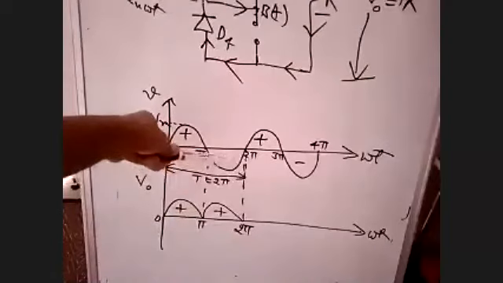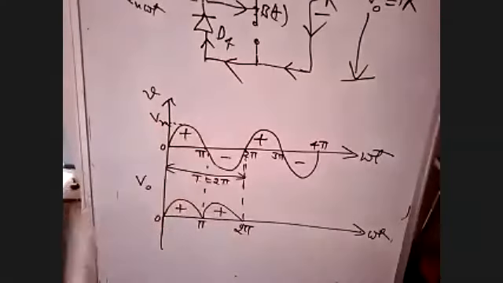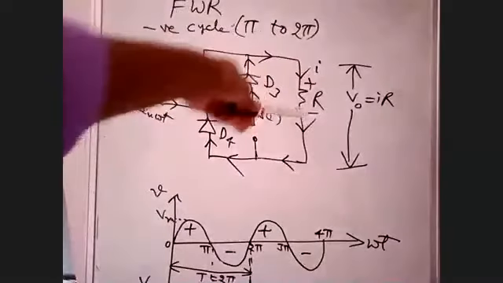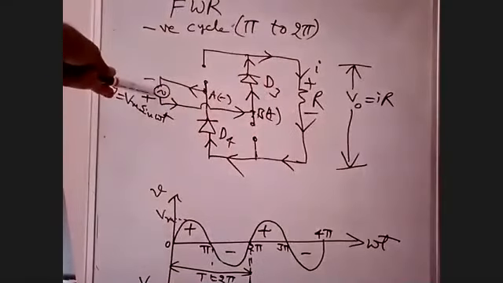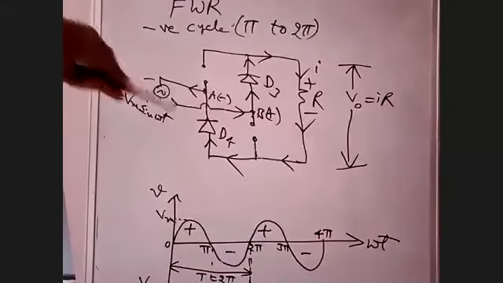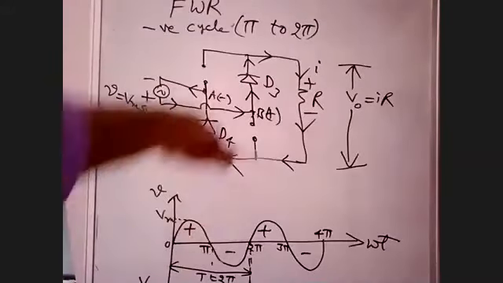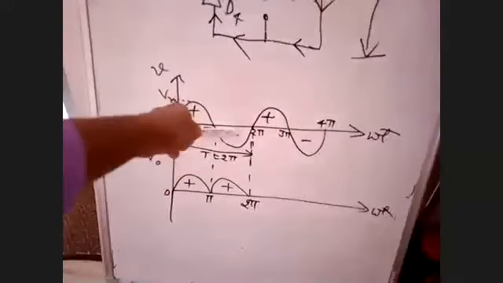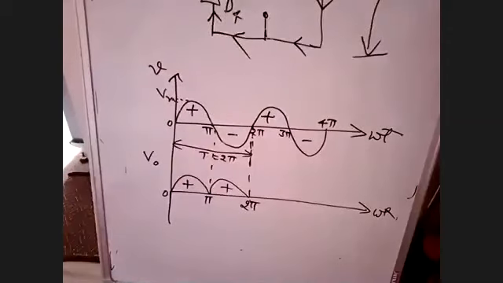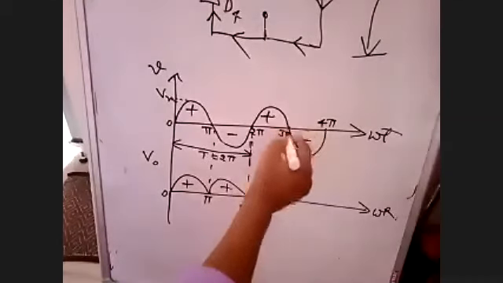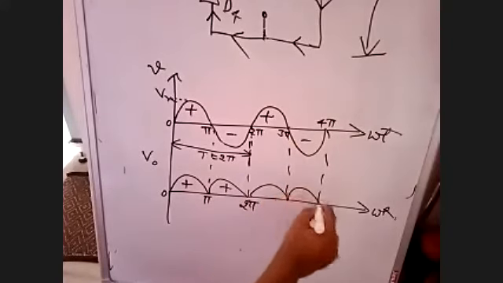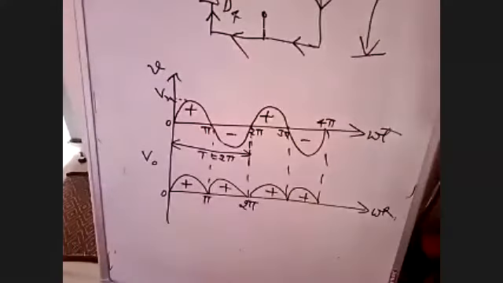See, in the input it is a negative cycle, but it is converted to a positive cycle. The reason is that in the output the polarity is not changed, but in the input the polarity is changed. Since the input polarity is changed, we are getting a negative cycle there. But in the output the polarity is not changed. That's why the negative cycle is converted to a positive cycle. So for one cycle I have explained. For the remaining cycles also you will get the same thing.